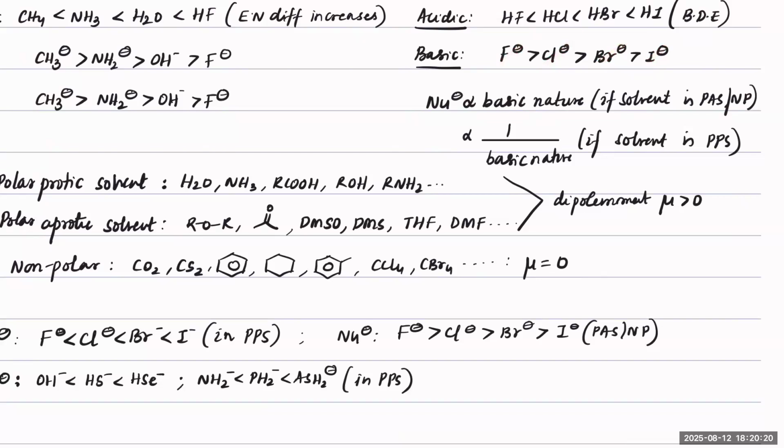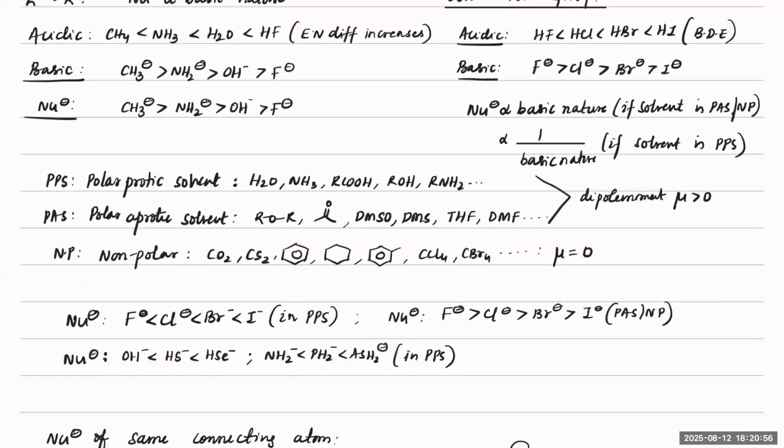But if nucleophilicity is observed in a polar protic solvent, PPS, in that case, it is inversely proportional to basic nature. That means if the basic nature is more, the nucleophilic strength is less. Therefore, I minus is a very good nucleophile compared to Br minus, then Cl minus, and the least one is F minus. Got it?